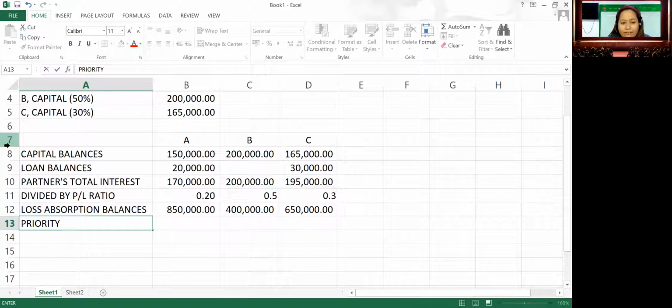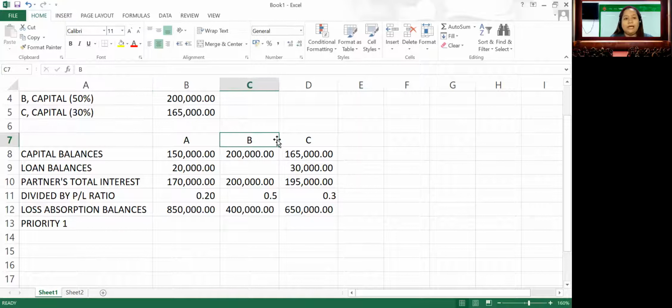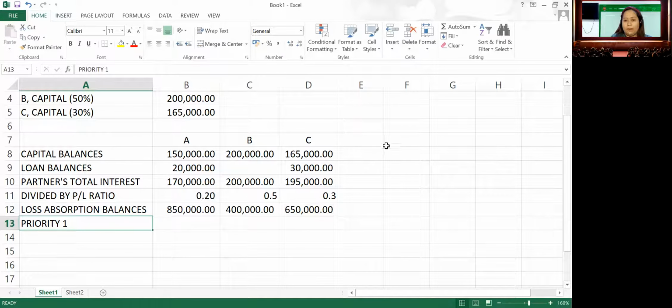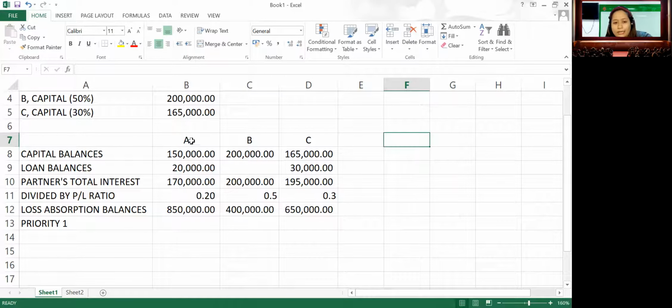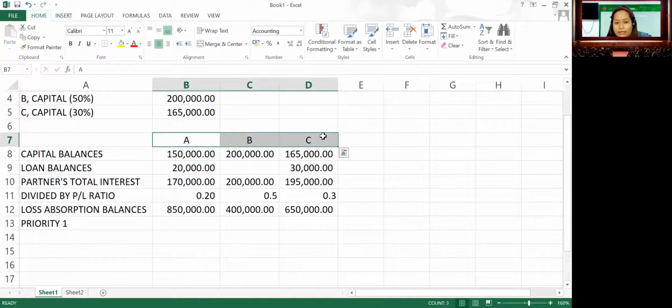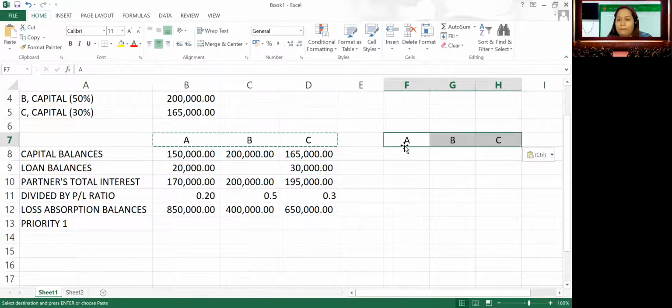We will be having priority number 1. Okay. Paano po natin ginagawa yung priority number 1? Dito sa side na to, maglalagay ako ng another name ng ating partners sa tabi niya. Bakit? Kasi dito po sa portion na to, dito natin ilalagay yung cash na ibibigay sa kanila based on the priority program na ginawa natin. Okay? So let's have here.